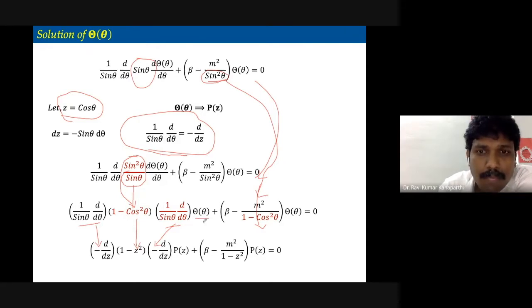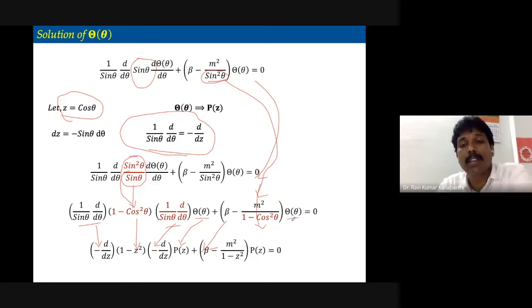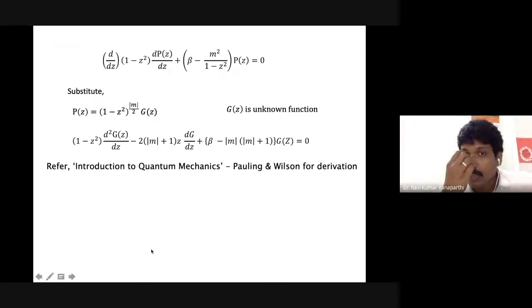And here is theta of theta. I told you already that when you make z is equal to cos theta, naturally the theta of theta function transforms to a new function, that is p of z, which is a function of the variable z. And beta remains the same, and m square by 1 minus cos square theta becomes m square by 1 minus z square. Here there is a theta of theta that you can replace with p of z. So this is very straightforward. In the next step, you can see that there is a negative sign here and a negative sign here, that you just strike away, and that is what is done here.